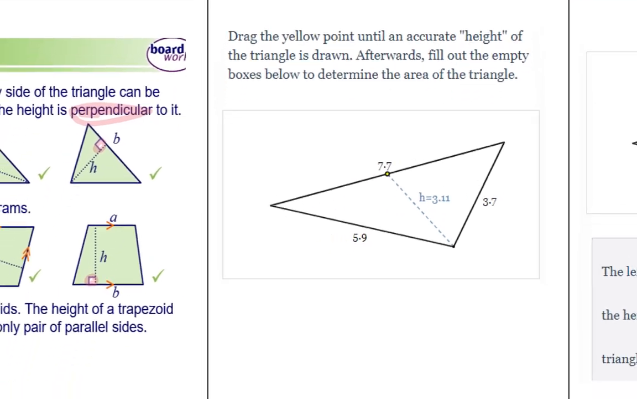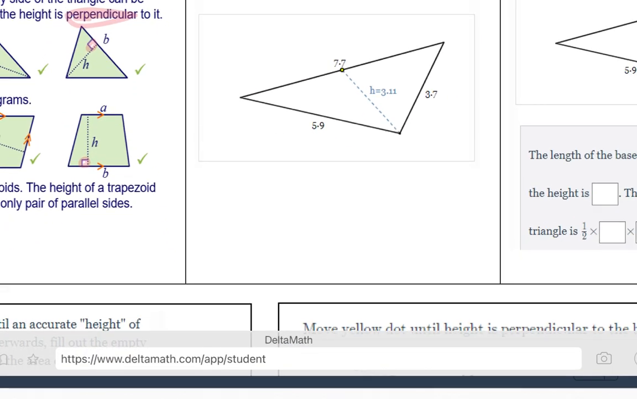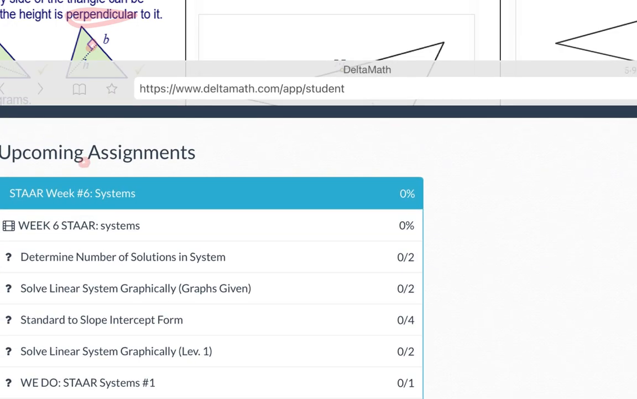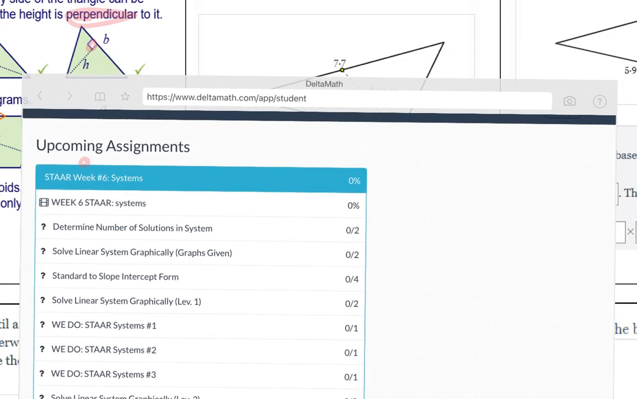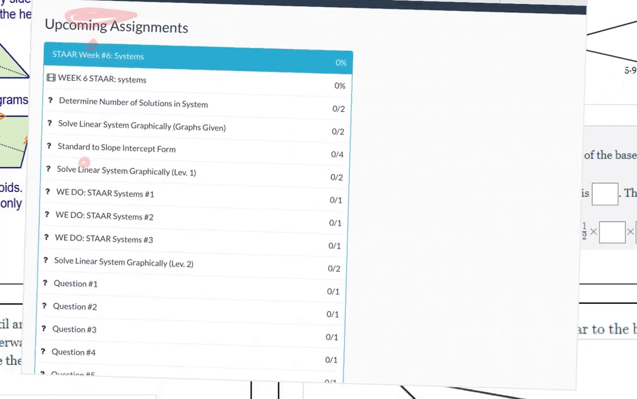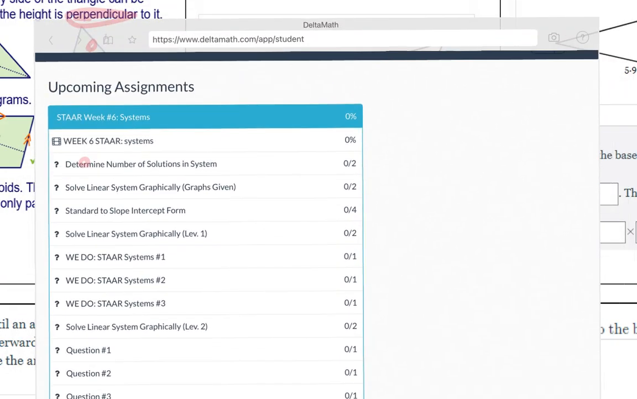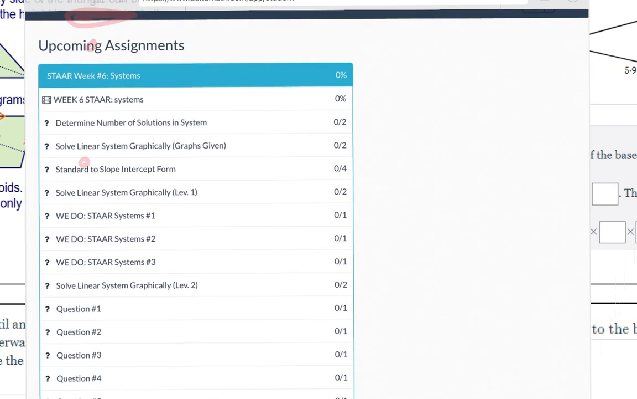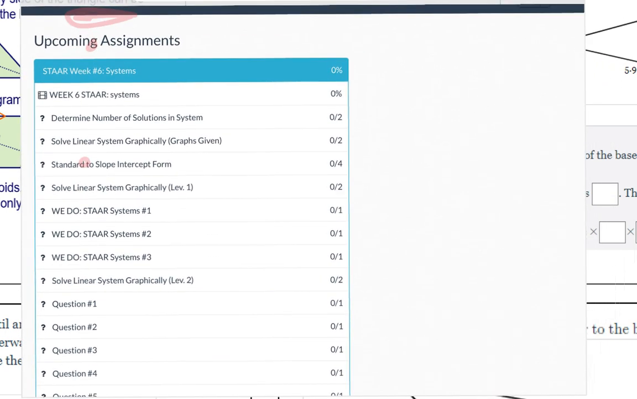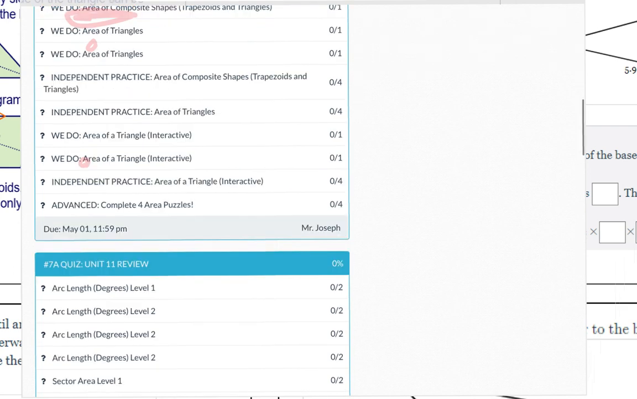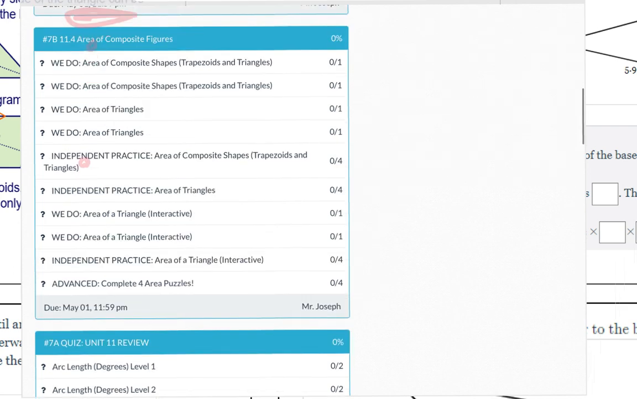So what I would like you to do on this is go ahead and pull up your Delta Math as well, so you can do this with me at the same time. So let's go ahead and pull up this Delta Math, and let's look at our practice for today. All right, so for today's practice, we have this one right over here, so let's click on that one.